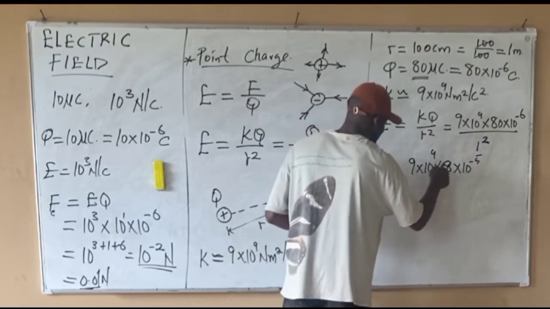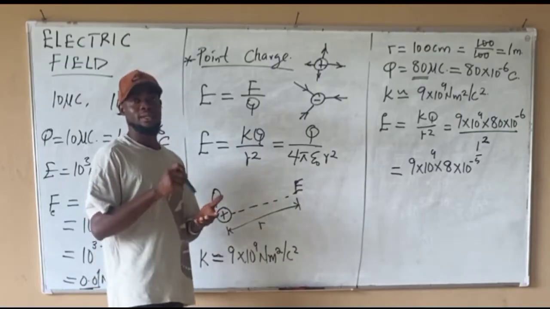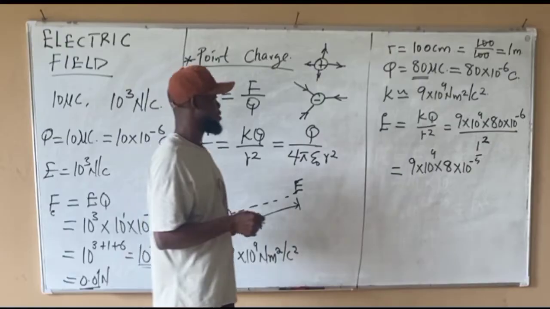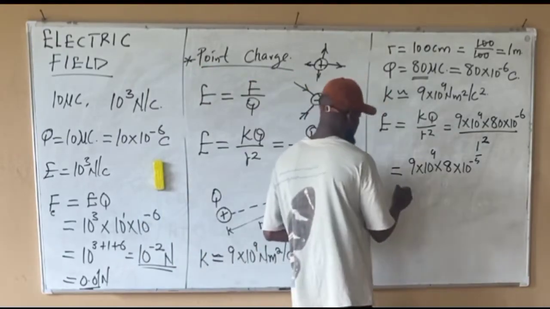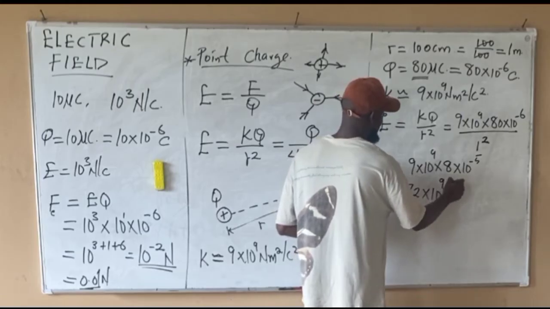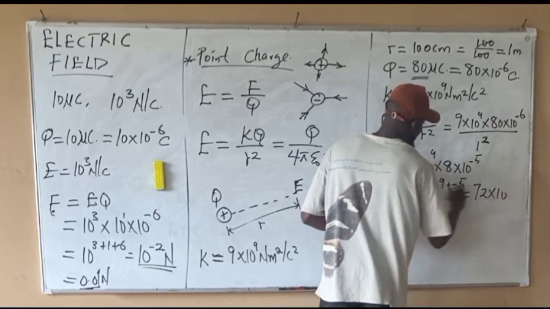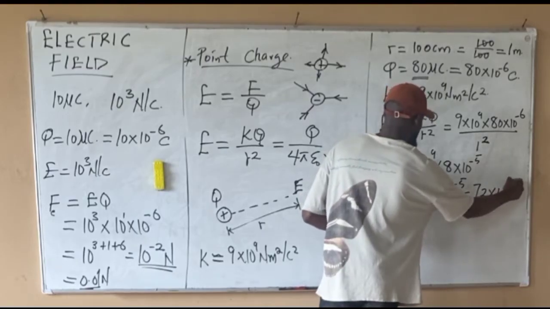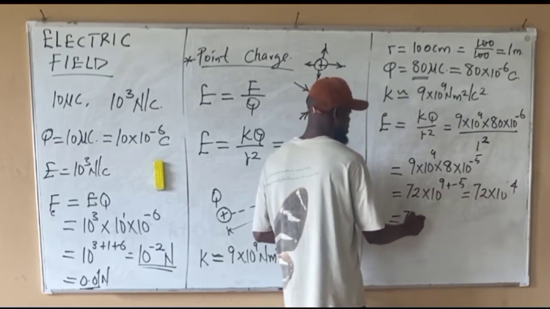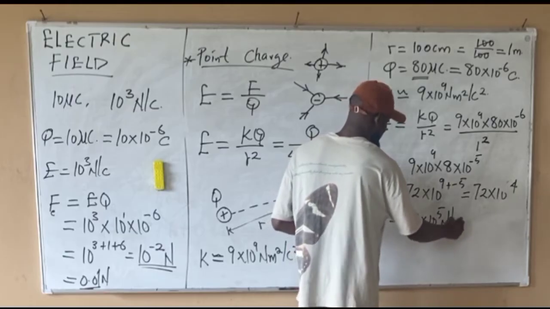Now 8 times 9, what are we going to have there? 8 times 8 is 64, plus 8, we're going to have 72. We have 72 times 10 to the power 9 minus 5. That will be 72 times 10 to the power 4. So this will give us 7.2 times 10 to the power 5 Newton per coulomb.